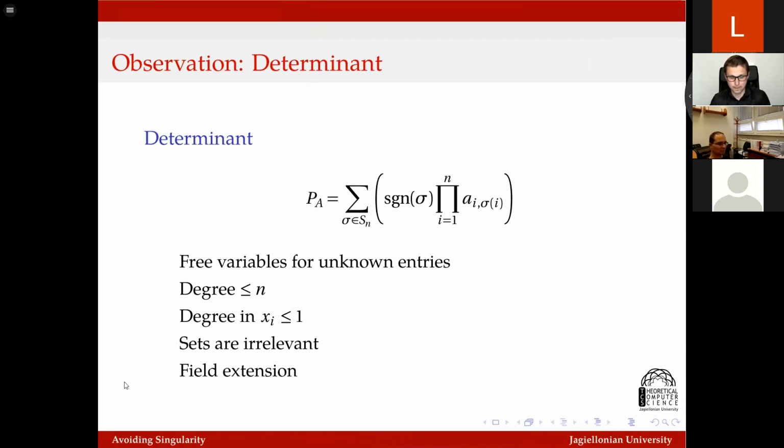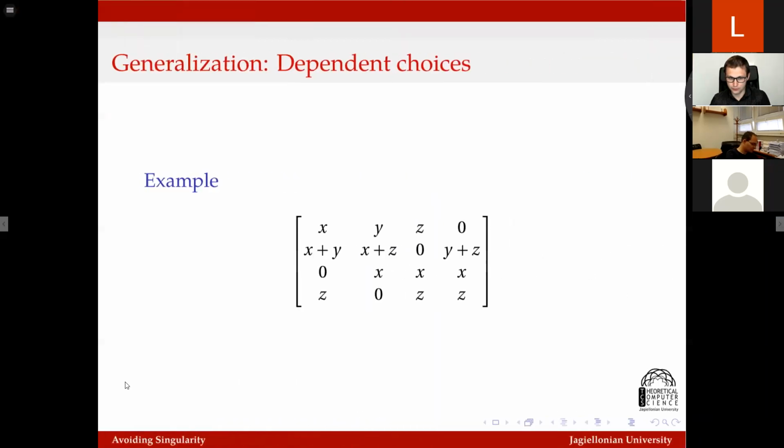Okay. So this was the first observation, and this view in terms of the determinant polynomial suggests a generalization in which the choices for the undecided entries in the matrix are somehow dependent. So in our original problem, it was not so. Each choice was independent, but maybe some of the ideas generalize well to the setting where the choices are dependent.